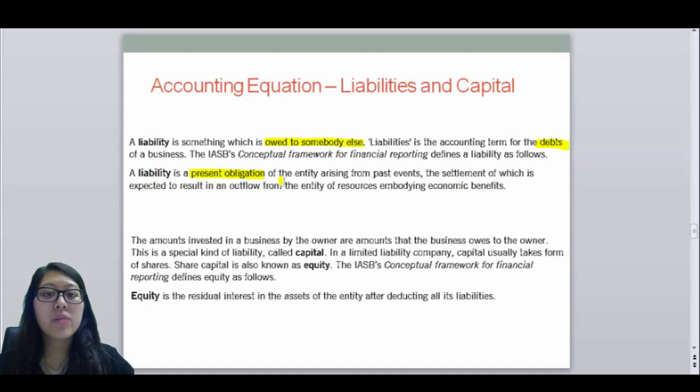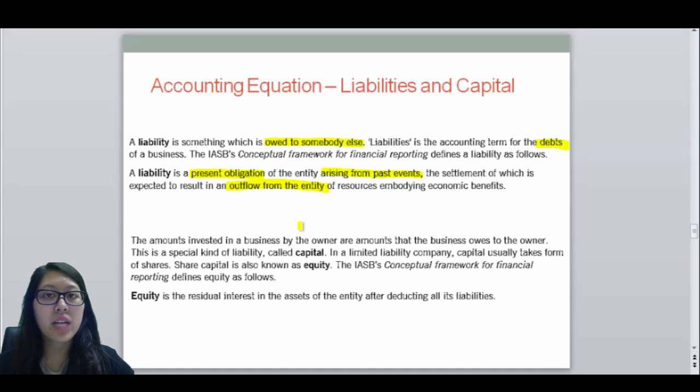So they're a present obligation arising from past events, the settlement of which is expected to result in an outflow from the entity. Meaning that when a company has a liability, they're expecting that they're going to have to spend money or spend some sort of other asset in order to pay off that liability. But currently they do owe the liability to someone, and once it's paid off because of an outflow, then the obligation would then no longer exist.